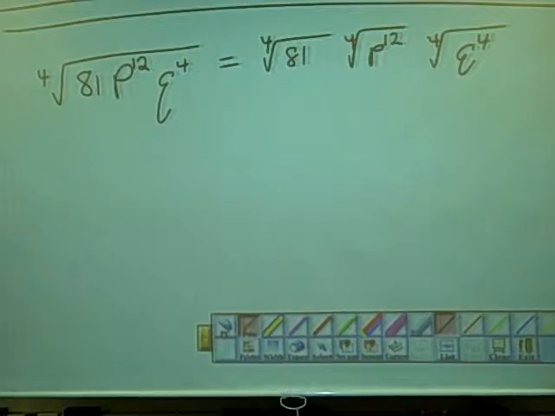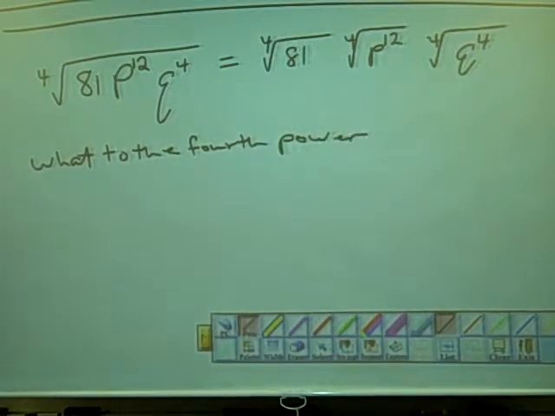Okay, now you want to ask yourself, what to the 4th power is 81? Well, we got 2 times 2 is 4, times 2 is 8, times 2 is 16, right? That can't be it, so it's not 2. Well, what about 3's? 3 times 3 is 9, times 3 is 27, 27 times 3, that's 81, right? So we can say that's 3.